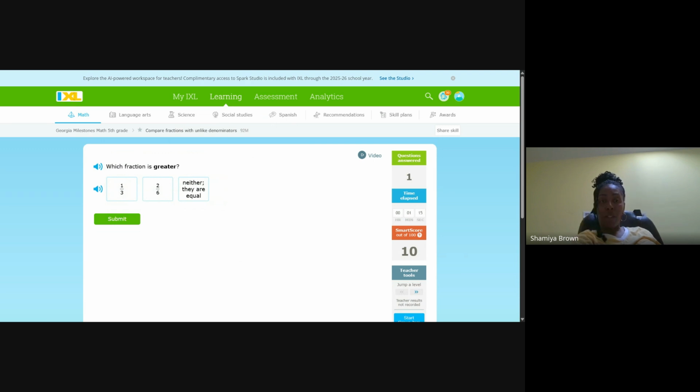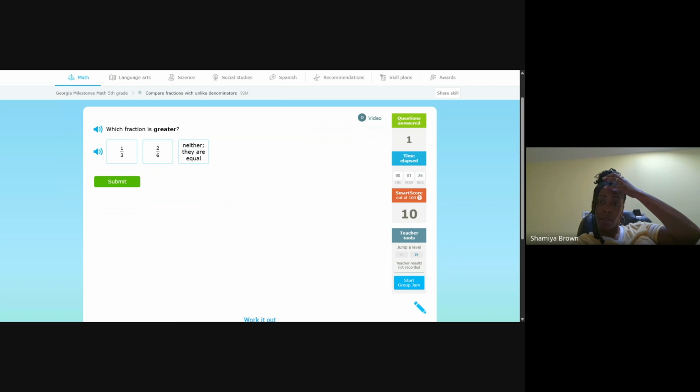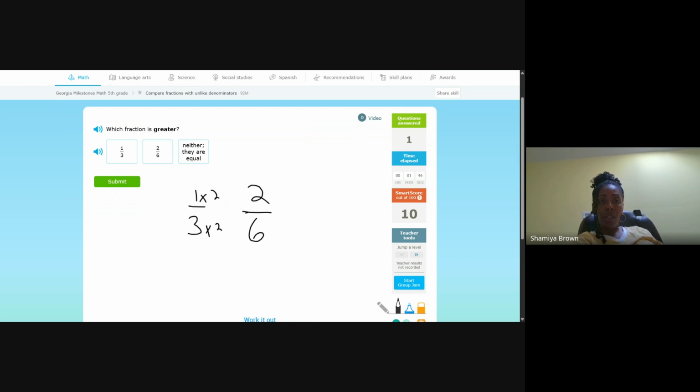Which fraction is greater? I have 1/3, then I have 2/6. Okay, so I could ask myself, is there something I could multiply top and bottom by that's going to get me the same thing? Actually, if I multiply this by 2, I get 2. And if I multiply this by 2, I get 6. So these are also equivalent fractions. So neither is greater.